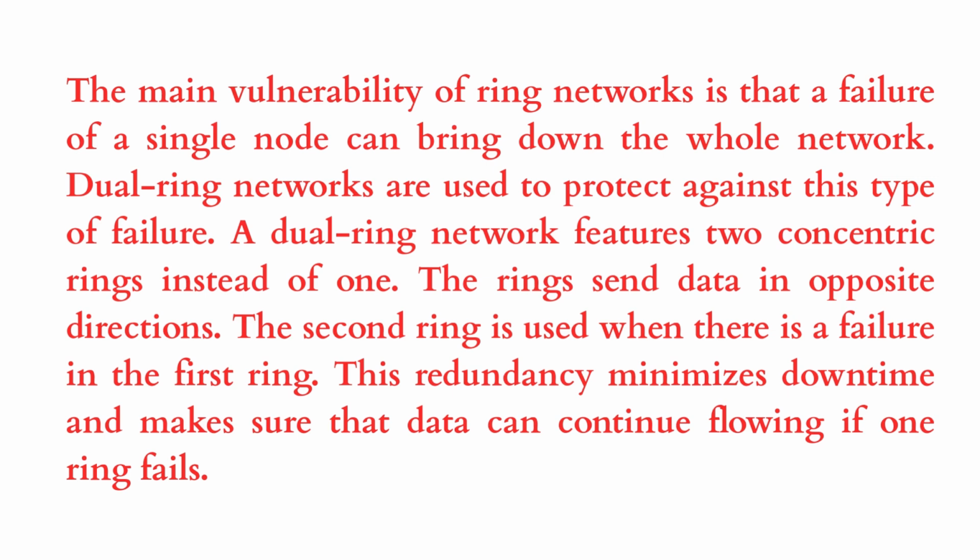A dual ring network features two concentric rings instead of one. The rings send data in opposite directions. The second ring is used when there is a failure in the first ring. This redundancy minimizes downtime and makes sure that data can continue flowing if one ring fails.